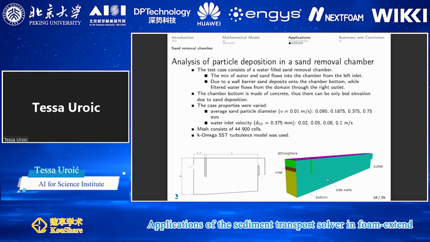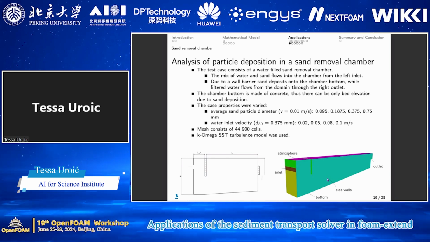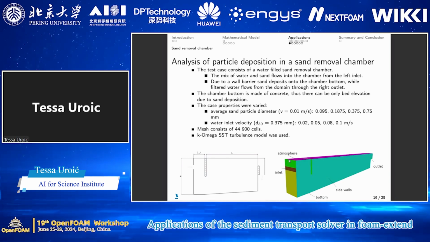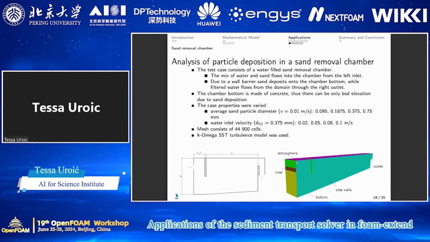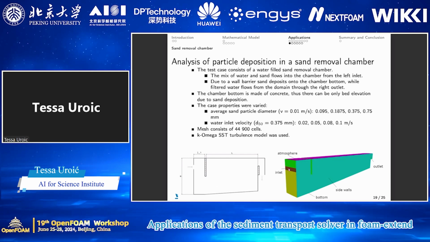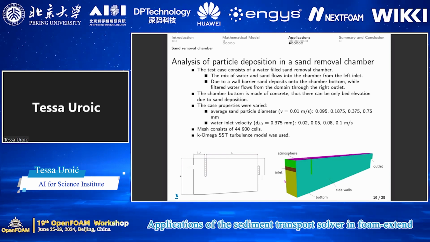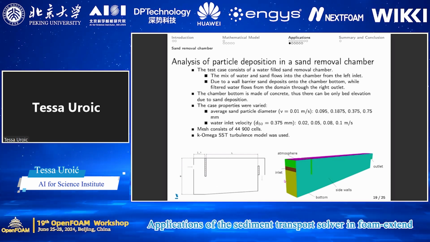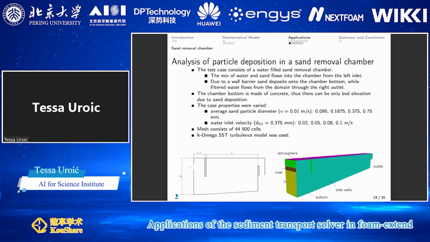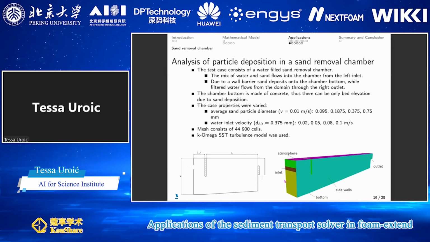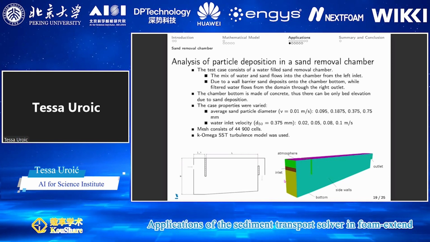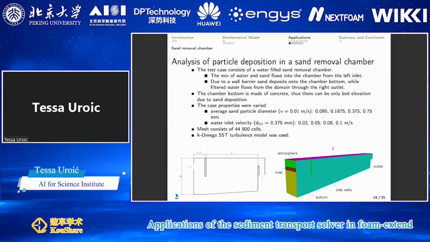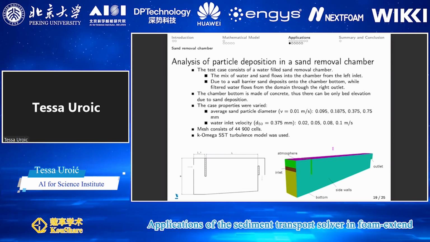What we have tested is different values of the inlet velocity, and also the average particle diameter. We have changed the particle size from very, very fine sand to very coarse sand, to see whether these values will have an effect on the design of the desander, so the dimensions of the desander.